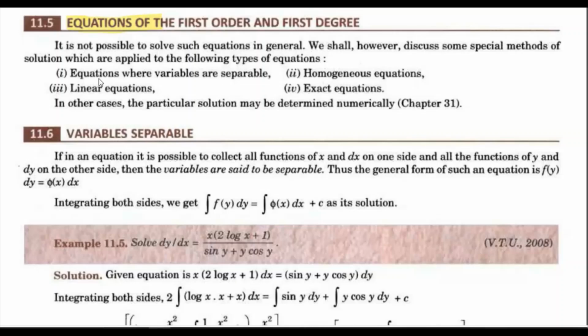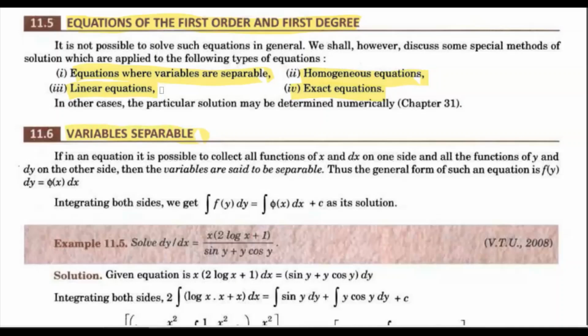For equations of first order and first degree, we have different types of equations: equations where variables are separable, homogeneous equations, linear equations, and also exact equations. There are different methods to solve these types of equations, which come under the category of equations of first order and first degree. First we discuss the variable separable method.